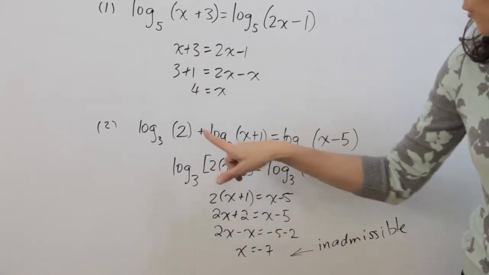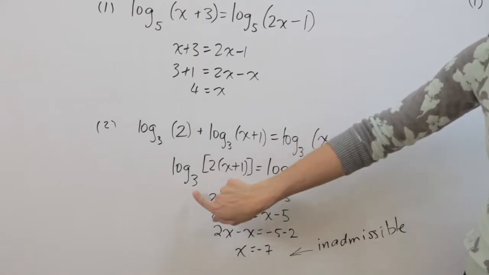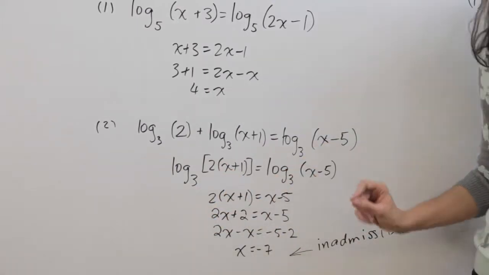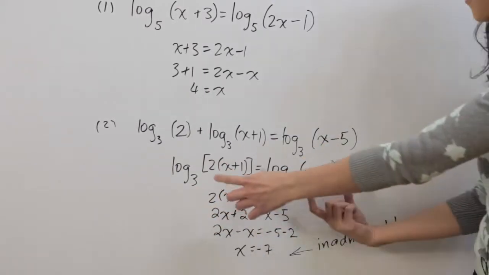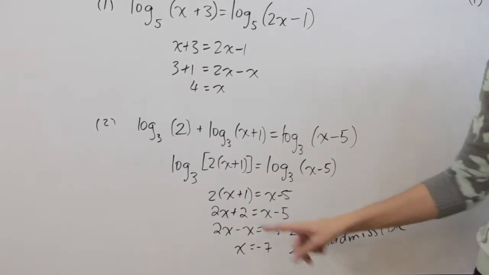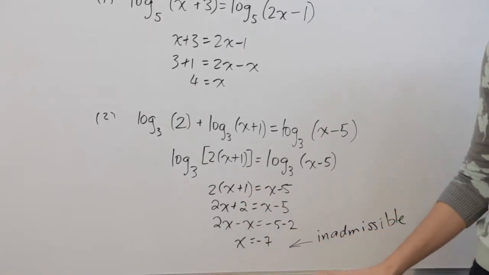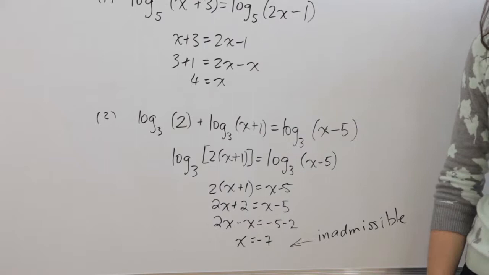They're both base 3, so I can multiply the arguments into 1. Now that I've got one log base 3 on this side and one log base 3 on that side, I can set the arguments equal to each other. Once again, we've got a linear equation we can solve. Distribute, collect like terms, isolate for x. My final answer is -7.